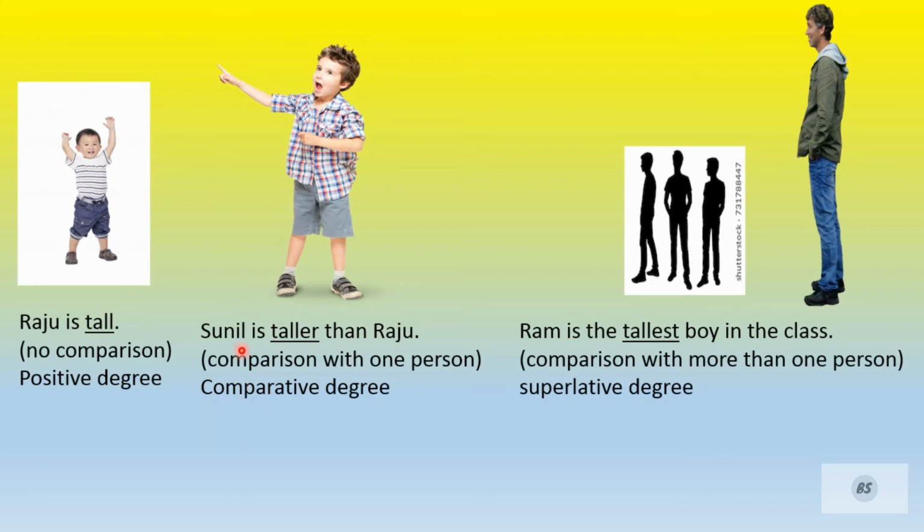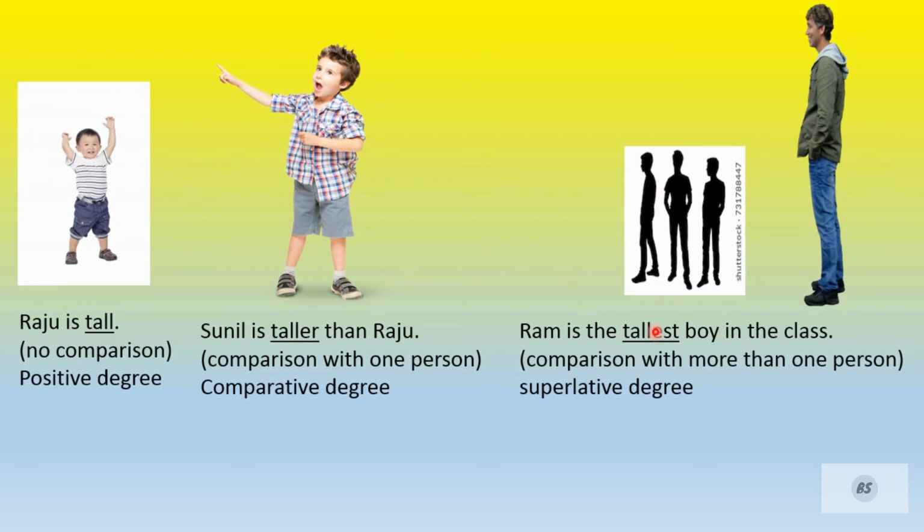So I will write Sunil is taller than Raju. Now he is Sunil. Who is taller? Sunil is taller than Raju. The moment I see 2 objects, 2 things, both having same quality, then I start comparing. So when comparison is done with one person, we call it comparative degree, and we write tall as taller. So Sunil is taller than Raju. Now the case comes when we have to compare with more than one person.